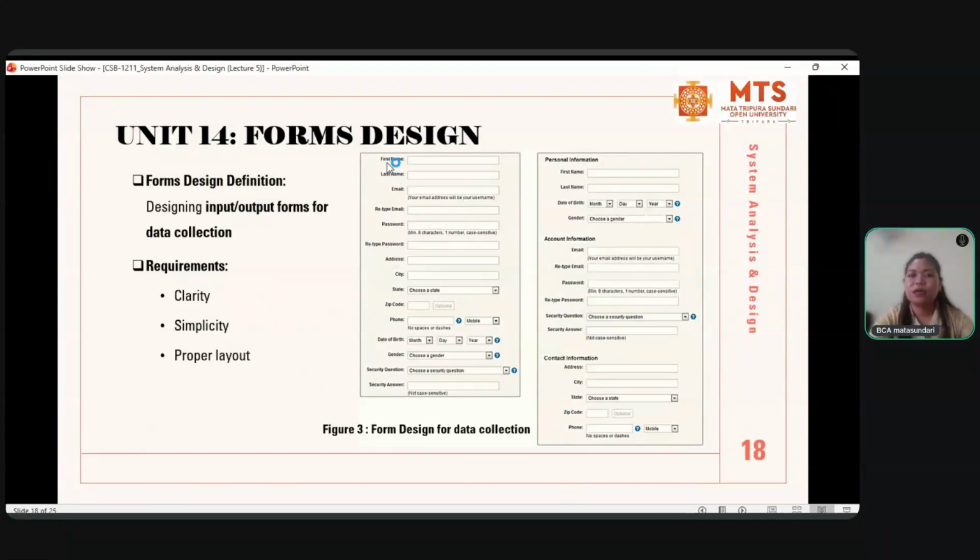Like you can see, first name, last name, email. Your email address will be your username, so whenever you log in, you must use your email ID as a username. Then retype to confirm, and your address, contact information, account information, personal information like date of birth, gender, like that. The form should be well maintained, in proper layout, and it should be simple and clear to the person who will be filling out this form.